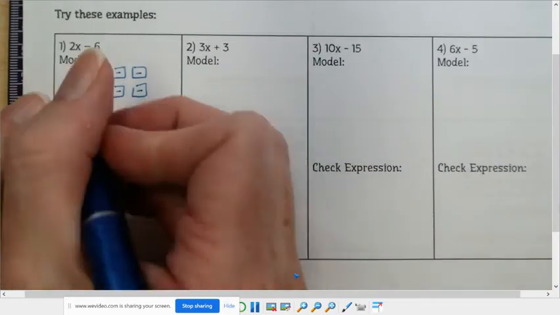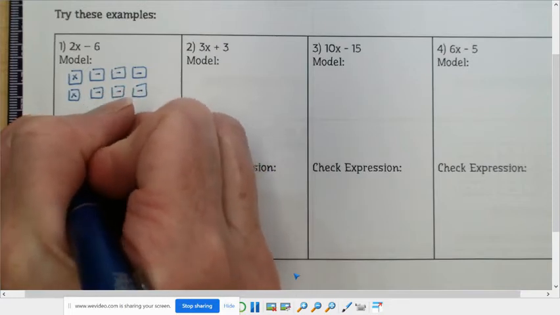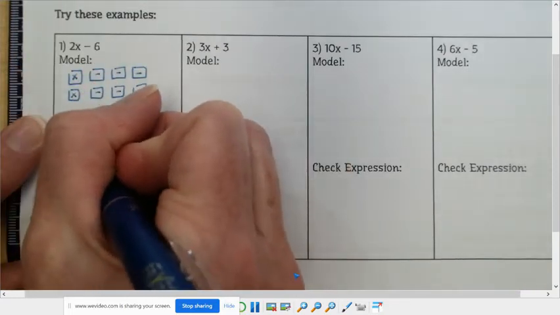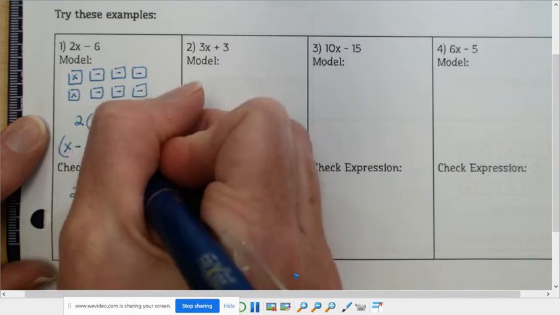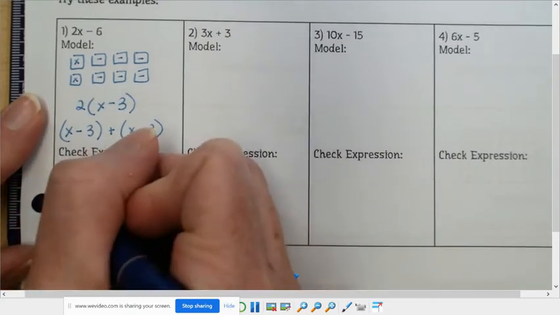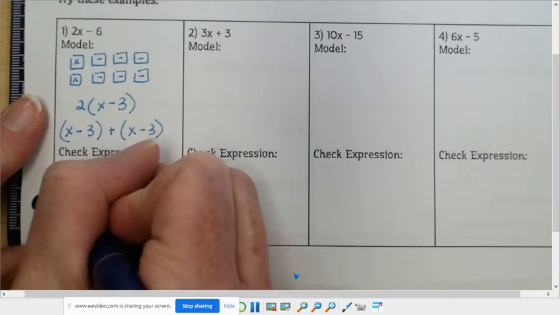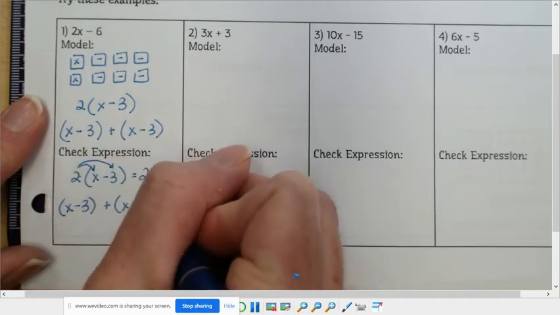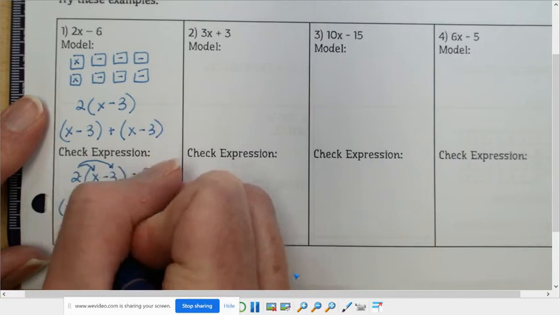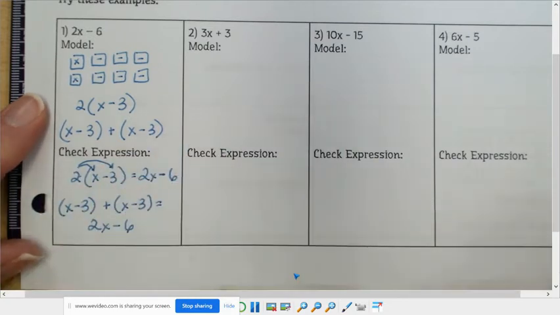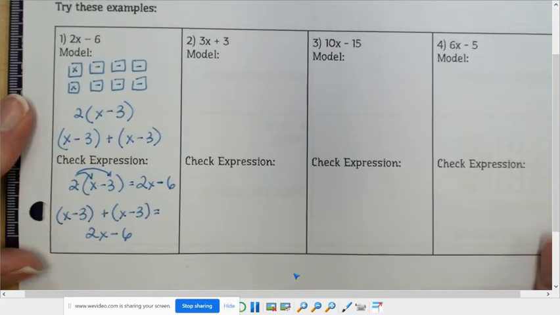I can also write it as x minus 3 plus x minus 3. And then if I want to check that, I can just combine my like terms. x and x is 2x, and then minus 3 and minus 3 gives me minus 6. So that works for that one.